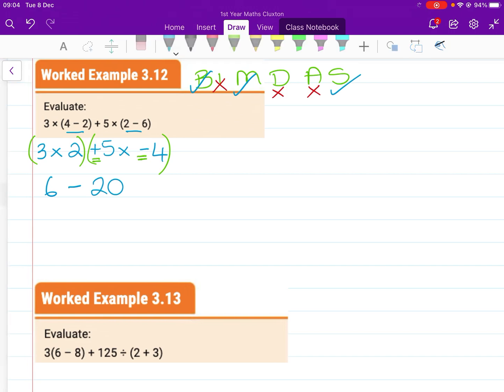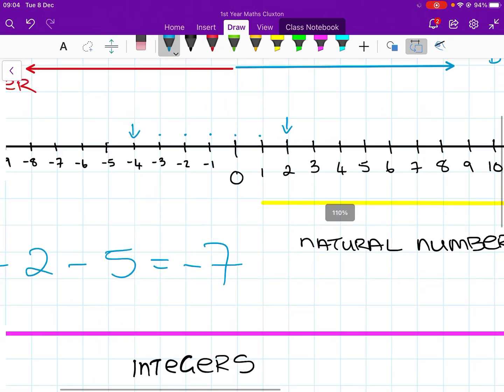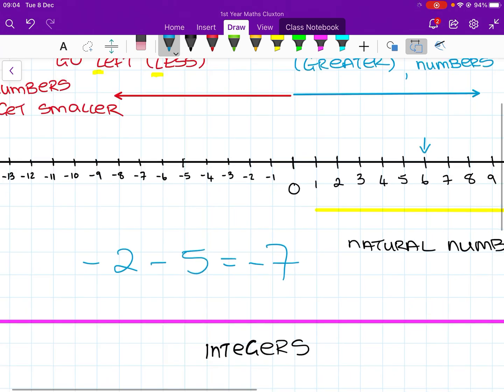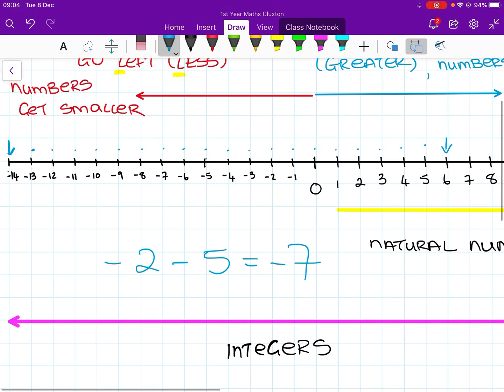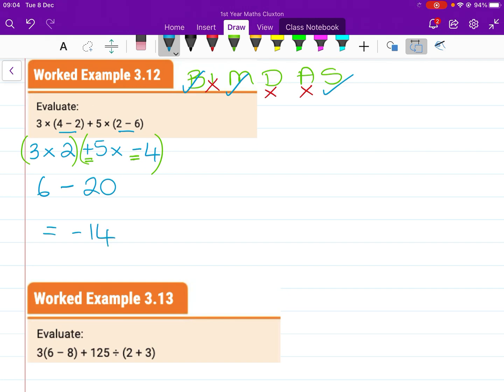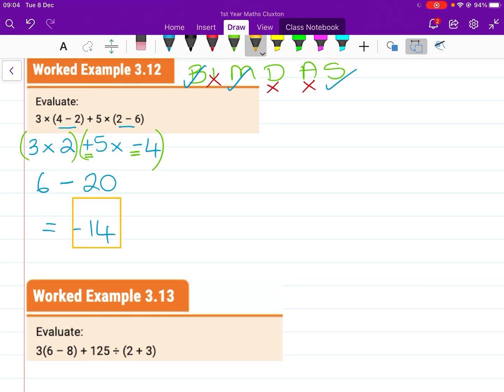So again, you can do this on your number line if you need to. Start at 6. Okay. So start at 6, and we're going 20 steps to the left. So 1, 2, 3, 4, 5, 6, 7, 8, 9, 10, 11, 12, 13, 14, 15, 16, 17, 18, 19, 20. Just enough space. So minus 14 is the answer. That okay?